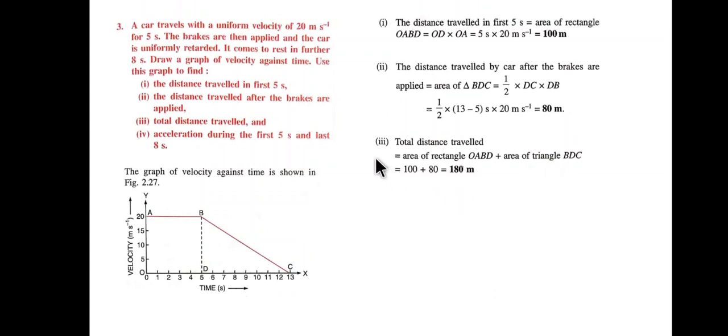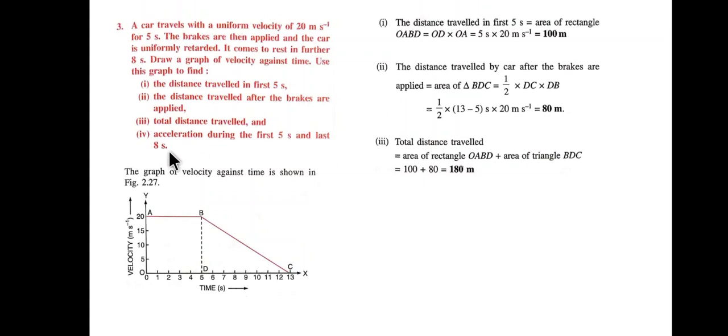So the total distance will be this area plus this area, that is the area of the rectangle plus the area of the triangle, which is equal to 100 plus 80, that is 180 meters. So 180 meters is the total distance traveled by the car.